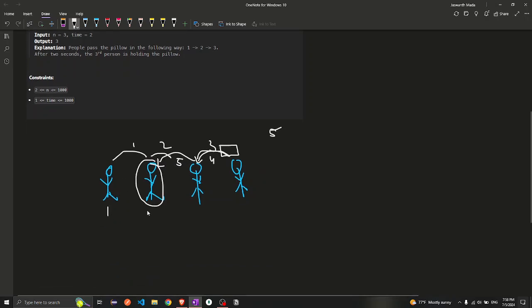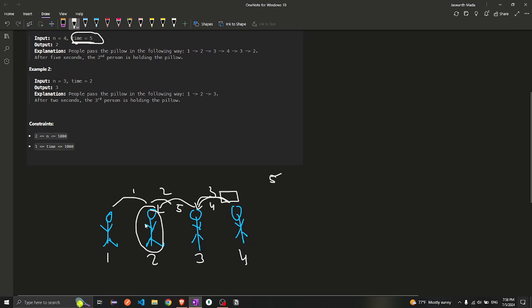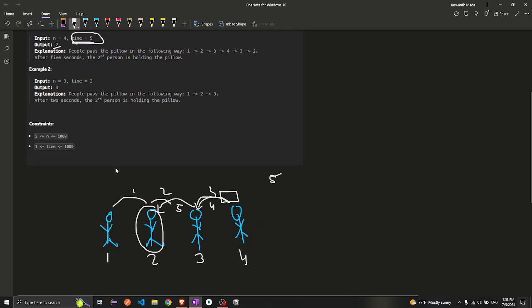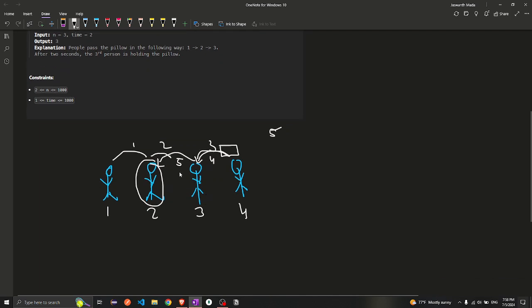So when we label these people as 1, 2, 3, 4, the pillow had stopped at the person 2, right? So the answer is 2. And so basically that's it. You get the idea, right? So how are we going to solve this question?